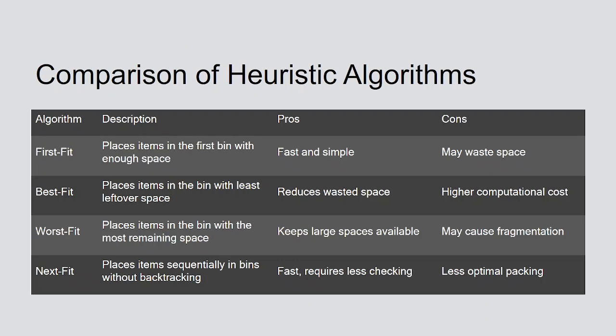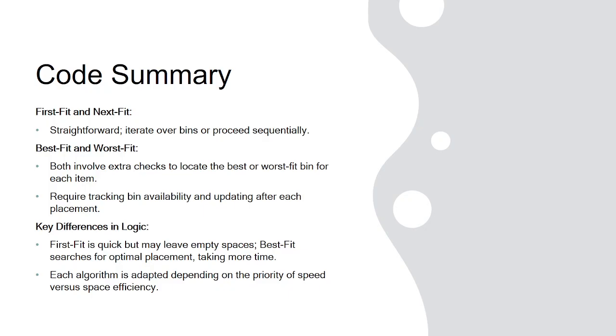Here is the comparison of all the algorithms. First fit is fast but may waste space. Best fit reduces wasted space but takes longer due to extra checks. Worst fit keeps bins available for larger items but can cause fragmentation, while next fit is very simple but less efficient. Choosing the best algorithm depends on the application requirements, such as time constraints versus space efficiency.